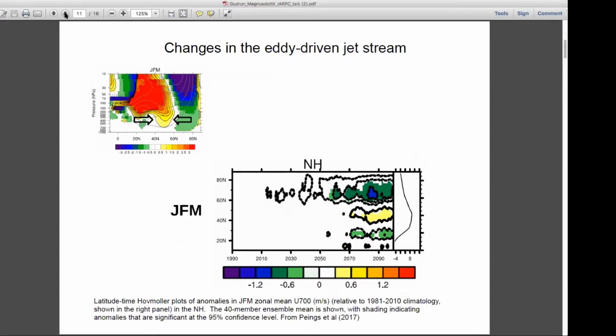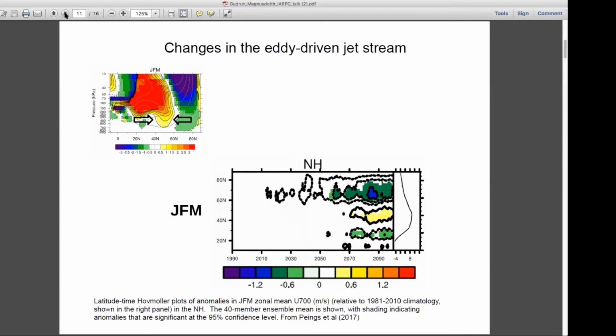So this is a Hovmöller-type diagram. Along the x-axis we have time, from 1990 to 2100, and latitude on the y-axis from low latitude to the poles. What is shown here is anomalies in winter mean, zonal mean, 700 hectopascal zonal wind. As you can see, the squeezing of the jet from both sides occurs around 2070 in the large ensemble. So this is averaging over all of the ensemble members.